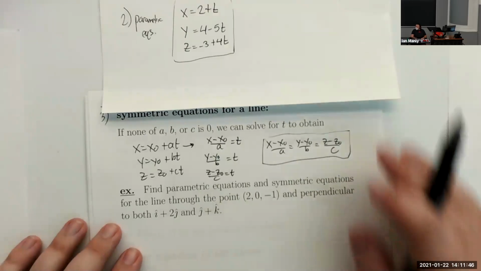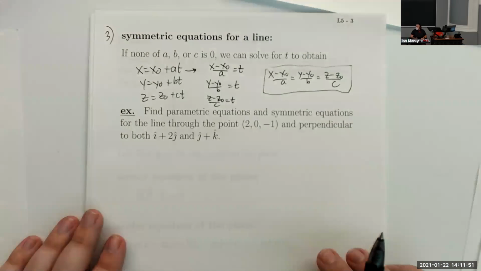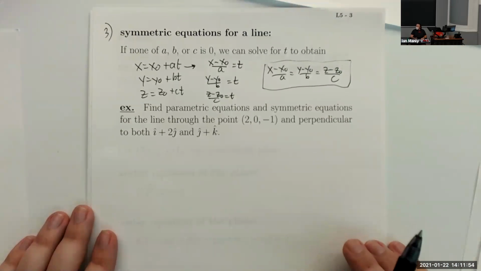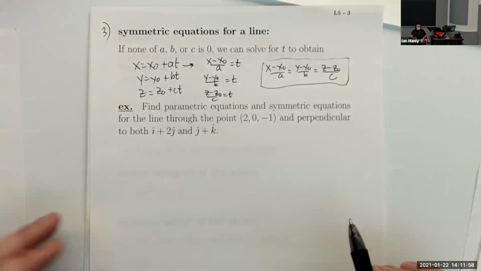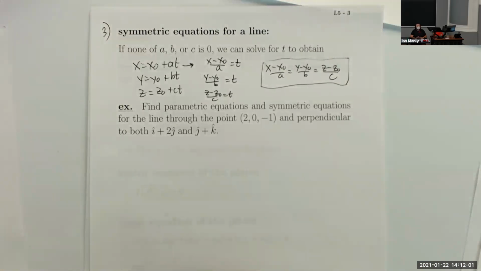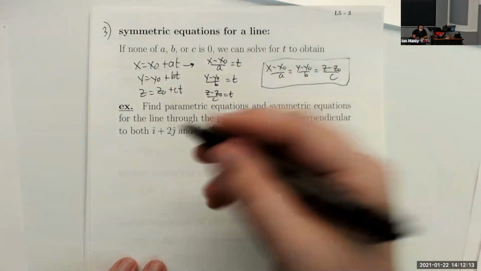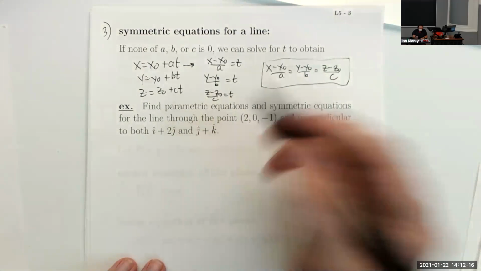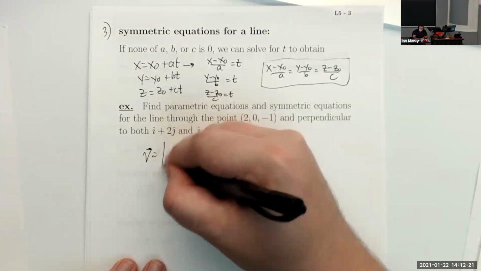Okay, let's do another example here. Find parametric and symmetric equations for the line through the point 2, 0, -1 and perpendicular to both of these vectors. Okay, now let's think about this. If we want something that's perpendicular to two vectors, how do we get that? That's right, we're going to do the cross product to get something that's perpendicular to both of these. So before we do anything else, I'm going to do the cross product of this cross this. So my vector, that's inevitably going to be our direction vector here.